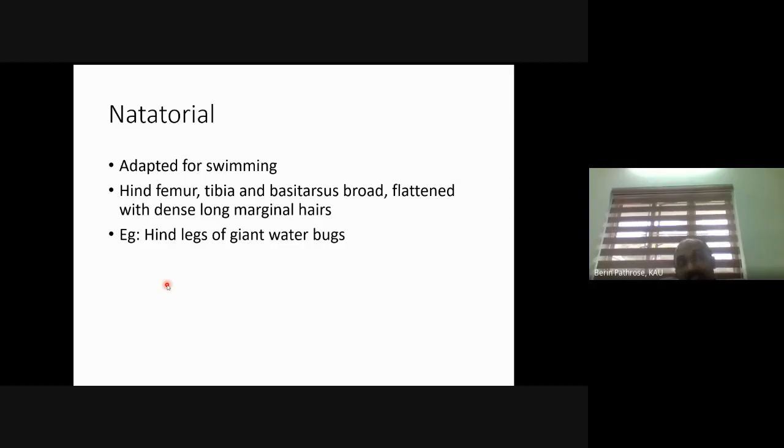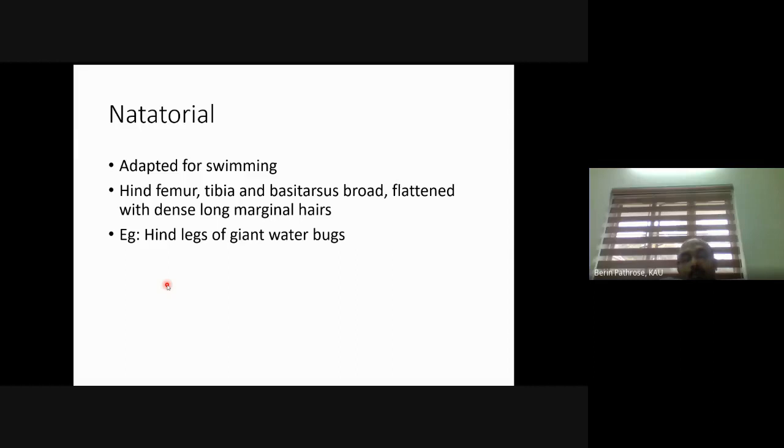So these kinds of modifications, the fossorial legs, help the insects to occupy the ground. And natatorial legs, the legs are modified for swimming. So that means it can occupy the aquatic habitat. So one reason for the dominance of insects is the diverse modification of its different body parts.